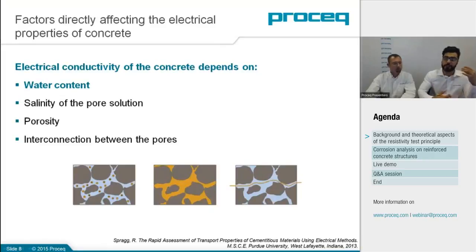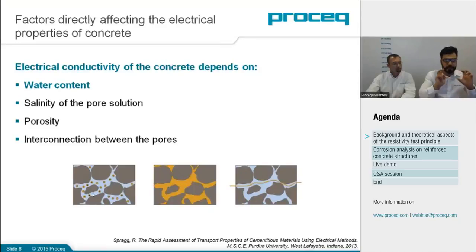In fact, in order to get the test started and get data, you need to make sure that your concrete structure is wet and has some moisture with it. Second thing is the salinity of the pore solution. We've got some pictures for you over here, as you can see. Porosity is again very important, and the interconnection between your pores also is a contributing factor.